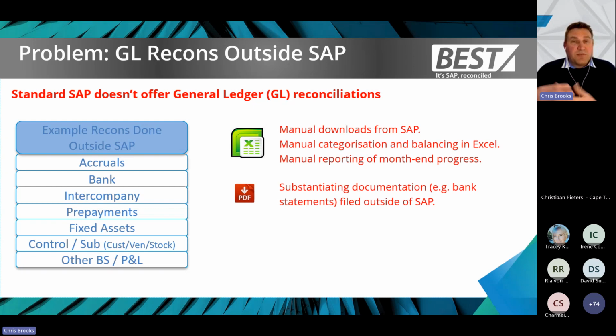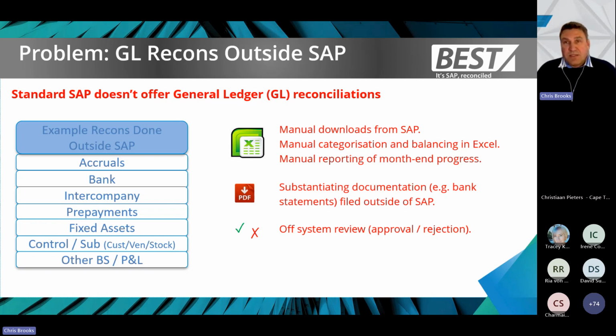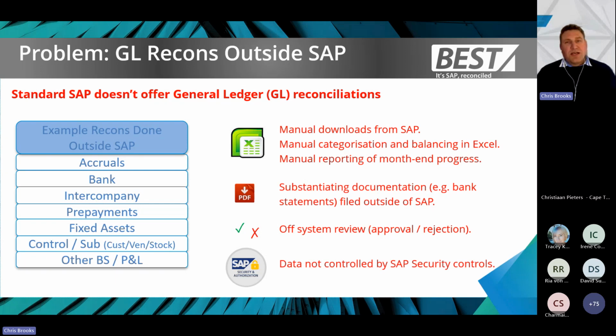Typically, the supporting documentation is then either attached or put in as a screenshot. And then there's an off-system review, maybe a digital signature, sometimes even a physical signature. We've had customers that physically print the recons and sign them off, file them, and store them. And all of this is managed outside of your SAP security controls.